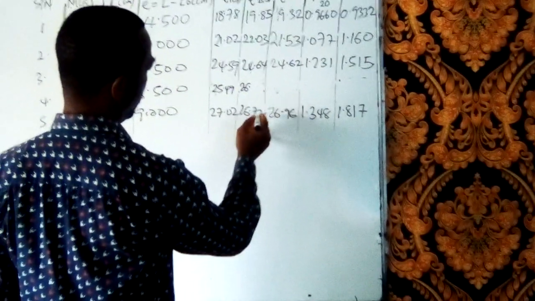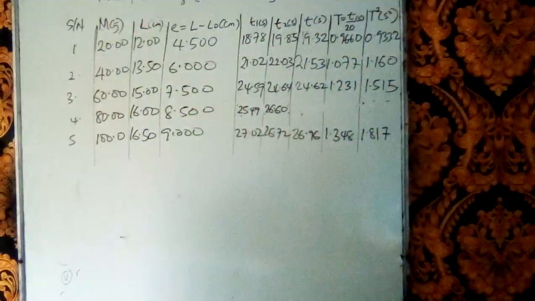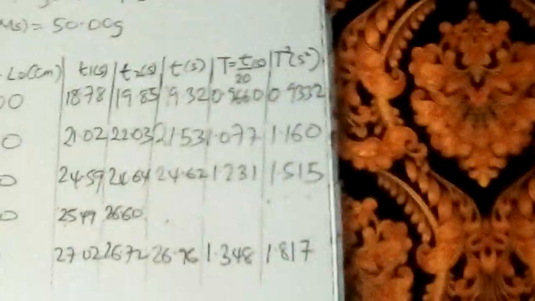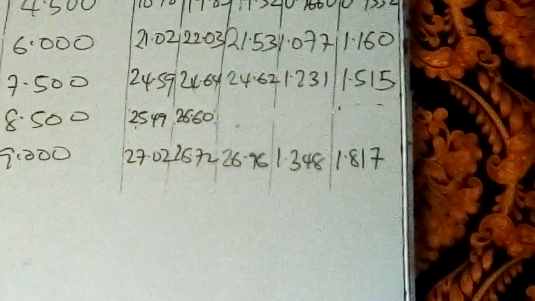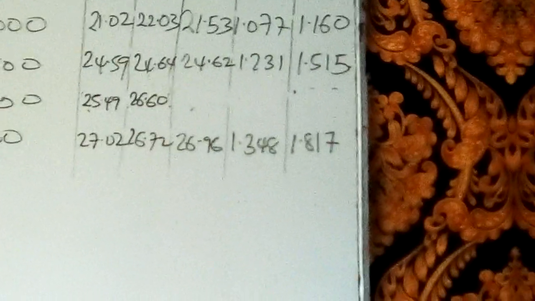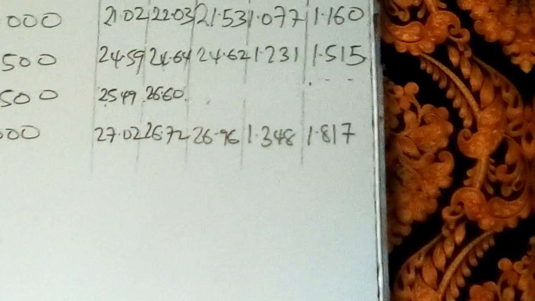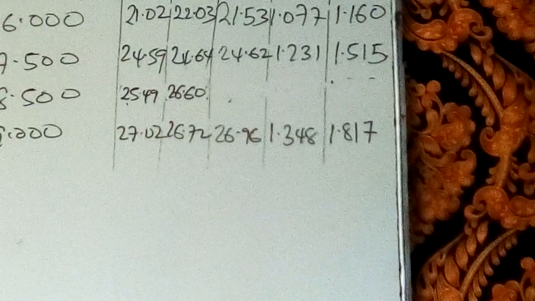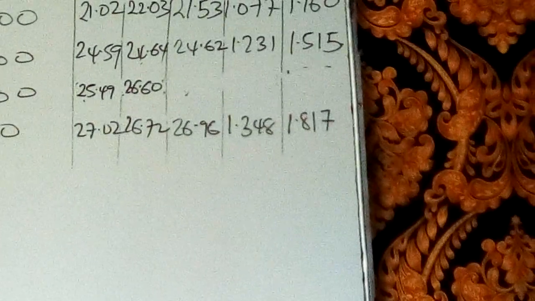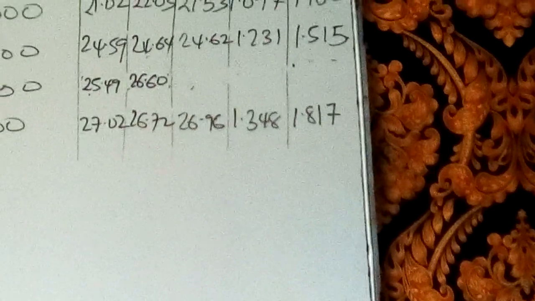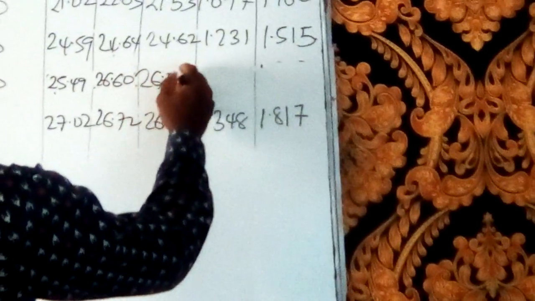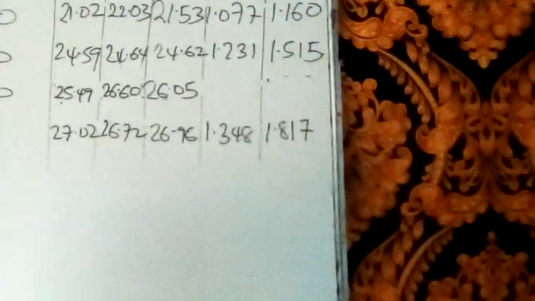So we'll add and find the average of the time. Please let me do that. Add and divide by 2. So 25.49 plus 26.60 divided by 2. We have 26.05. So we have a reasonable answer now, a value less than this. Then divide by 20 to find the period.